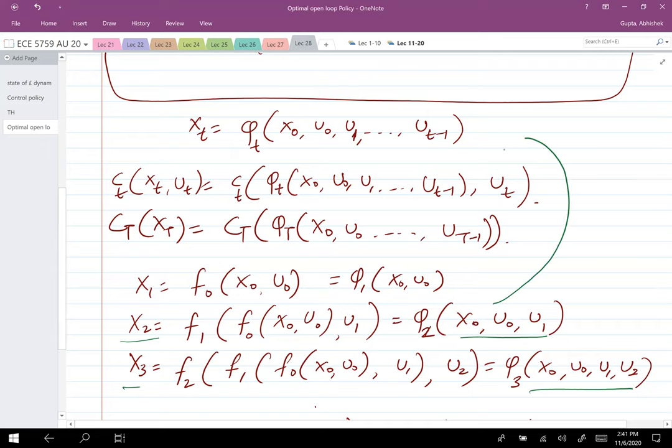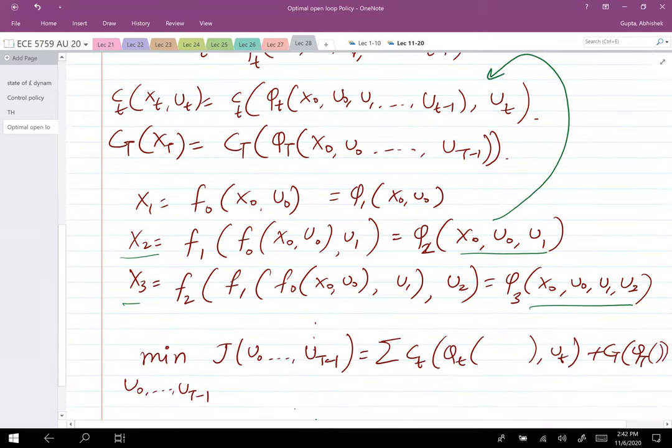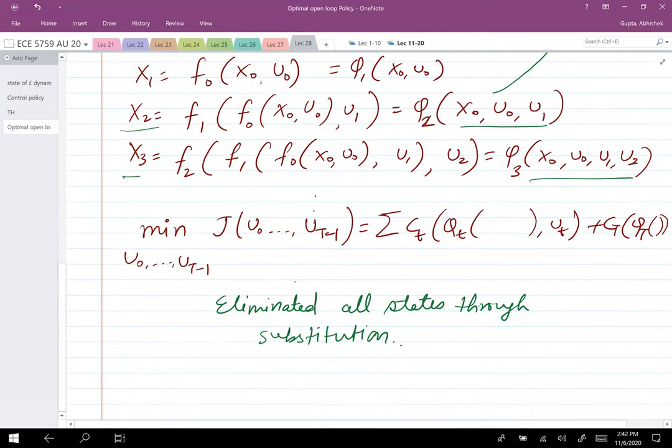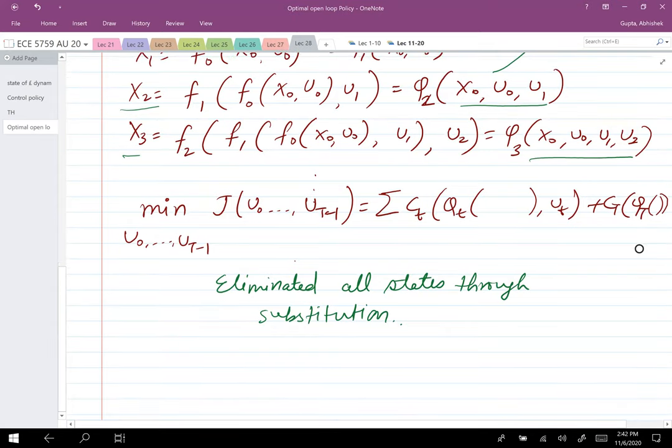And then you substitute these functions in the cost function itself. So far we have not changed anything about the overall optimization problem. All we have done is substitute appropriate variables in the cost functions. Once we do that, the optimization problem equivalently becomes: I want to minimize the summation of the running cost composition with phi t and the terminal cost composition with phi capital T. Through this approach we have eliminated all the states. Now it's just a giant unconstrained optimization, because there are no constraints here on the actions.